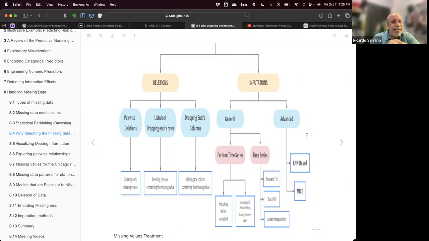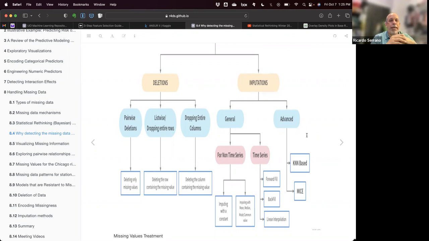In time series data sets, they have other mechanisms for imputation. For example, you can forward fill your missing values. For example, if the missing value is at a particular date T, then the value at T minus one that is not missing is going to be carried forward.